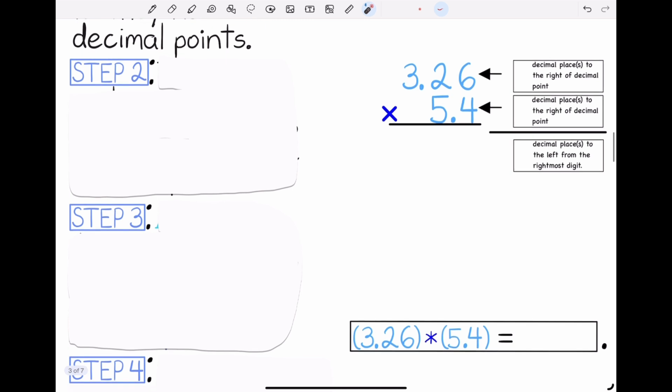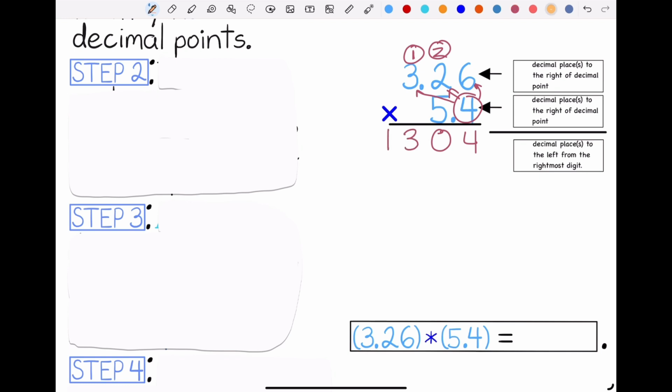So what we're going to do here is pretend that these decimal points are not here and just multiply these numbers like they're whole numbers. All right. So now let's start with the 4, and we'll multiply the 4 with all the numbers up here. So 4 times 6 is 24, carry the 2. 4 times 2 is 8, plus the 2 we carried is 10, carry the 1. Then we do 4 times 3, which is equal to 12, plus the 1 that we carried, which is 13.